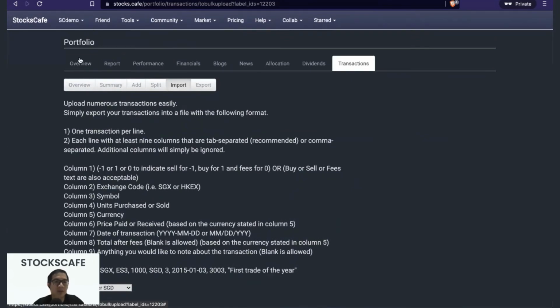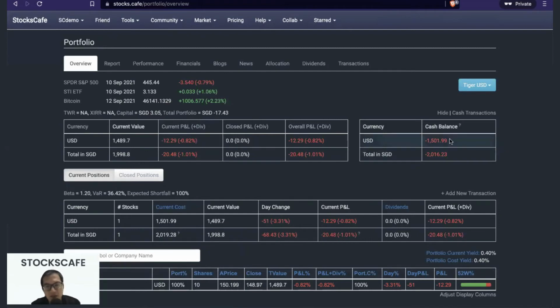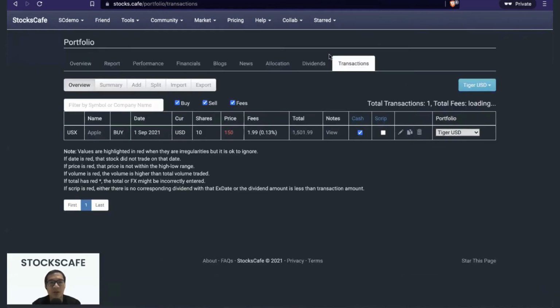Next, I'll talk about the cash balance feature. This is something that a lot of users ask me about: after I enter my transaction, why is my cash balance negative? Remember just now we said that we bought Apple for $1,500, and we clicked this cash-linked transaction.